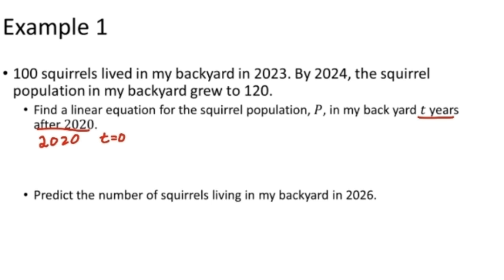If we take a look at the years we have information for, first the year 2023, which is 3 years after 2020, which means T would be set equal to 3 to represent 2023. And we're told the population of the squirrels in 2023 is 100, so P of 3 would equal 100.